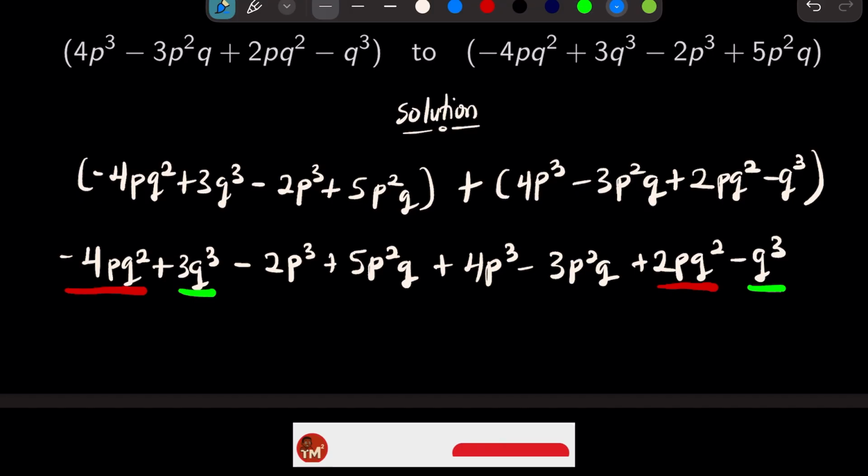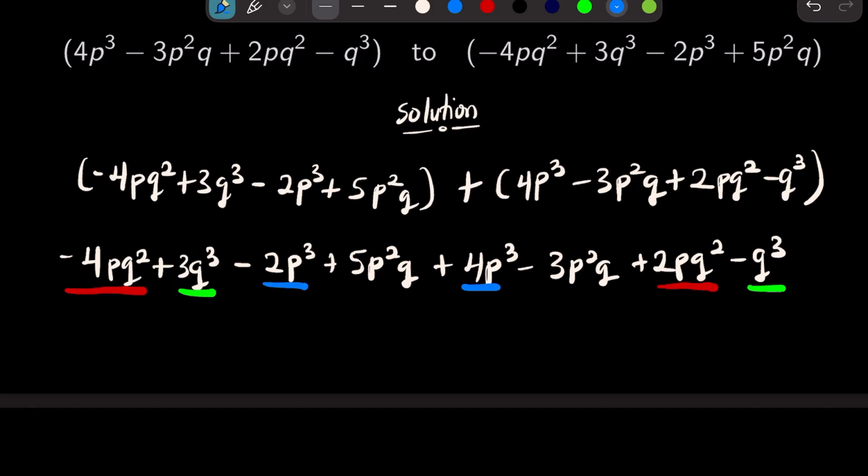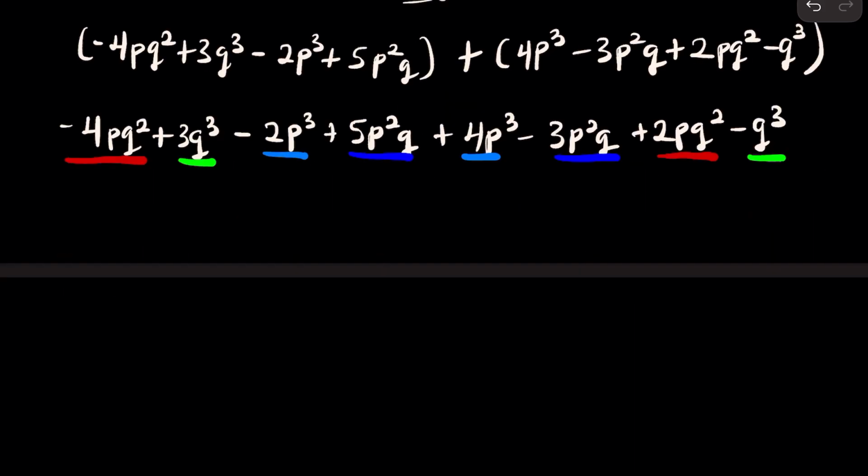And we have p cubed, we also have p cubed here, right? And then lastly, we have p squared q and p squared q, right? So these two are also like terms. Let's start with the one underlined in red ink.